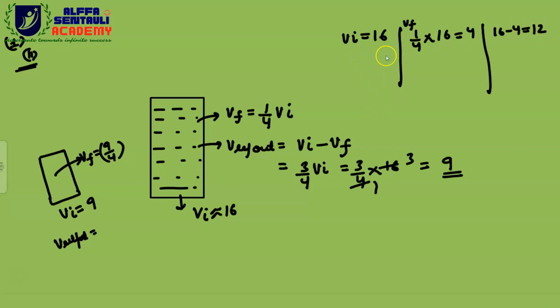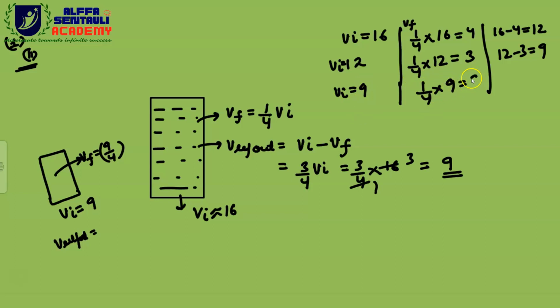Now, your Vi is 12, correct? Again, they will be removing 1/4 of this Vi. So, how much you will get? 3, correct? So, this should be 12 minus 3. How much? 9, correct? Now, you get Vi as 9. So, now again, they will be removing 1/4 of this 9.